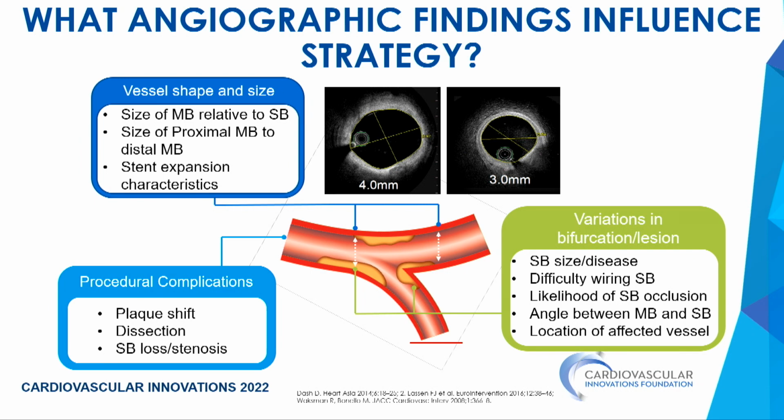So what are the angiographic findings that influence our strategy? Obviously, the vessel size and the vessel shape play a big part. Well, one of the things that we'll look at is the size of the main branch relative to the side branch. We look at the size of the proximal main branch to the size of the distal main branch.